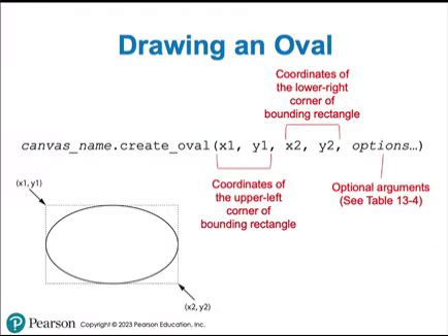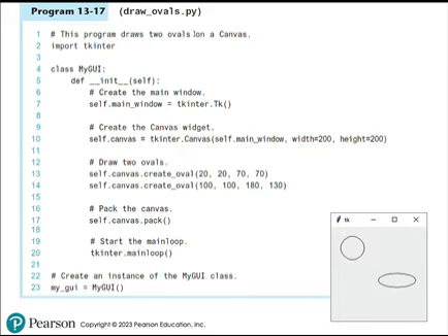To draw an oval, you give the upper left corner of the bounding rectangle and the bottom right of the bounding rectangle, that is the rectangle that will just include the oval, nothing less, nothing more. And then within that bounding box, it will draw the oval for you. So here's an example of doing that.